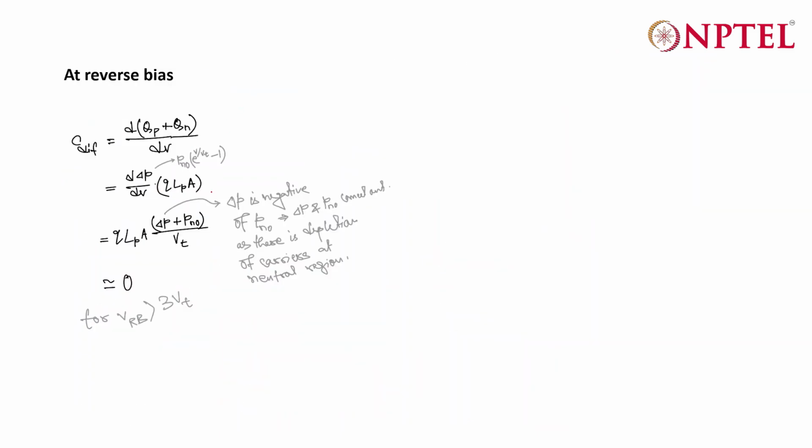Now in reverse bias, this delta P is negative and almost equal to this Pn0. So these two will cancel out, and you will find that in reverse bias, your diffusion capacitance is almost 0, if your reverse bias voltage is more than 3 times Vt. If it is less than 3 times Vt, then maybe a negligible amount of diffusion capacitance you may get. However, usually the applied reverse bias voltage is more than 3 times Vt. So you will find that the diffusion capacitance is 0 under reverse bias.